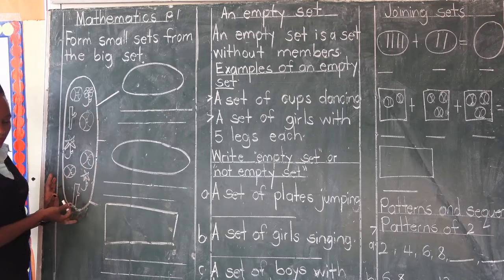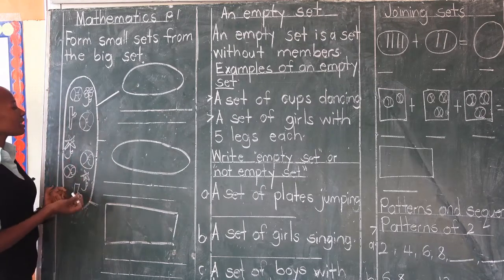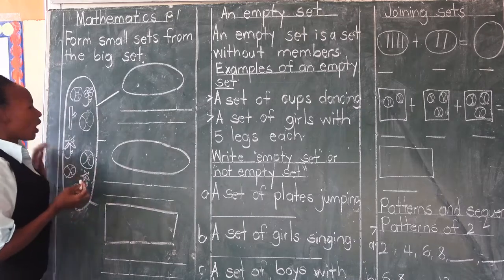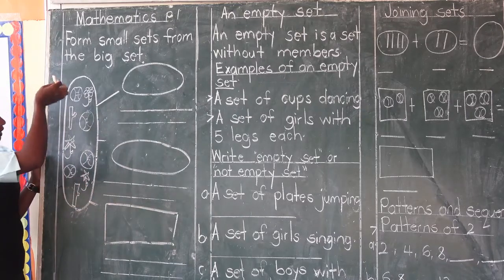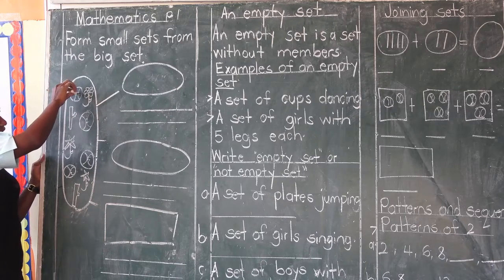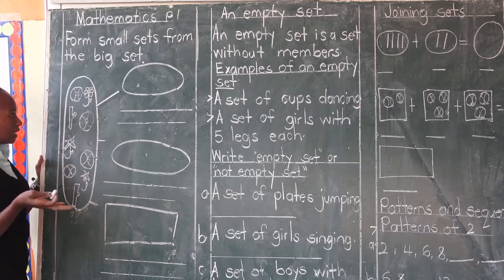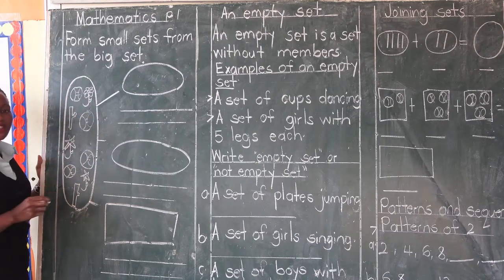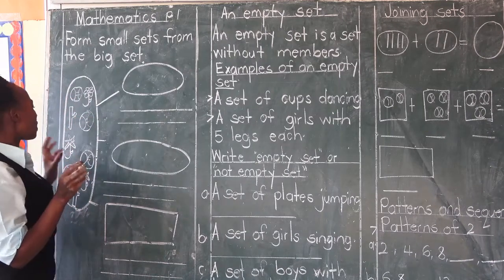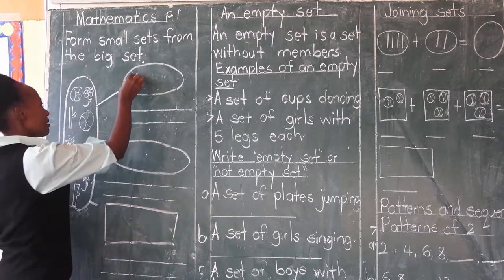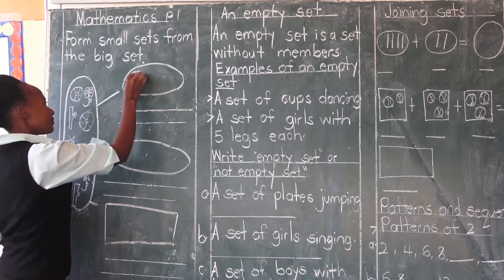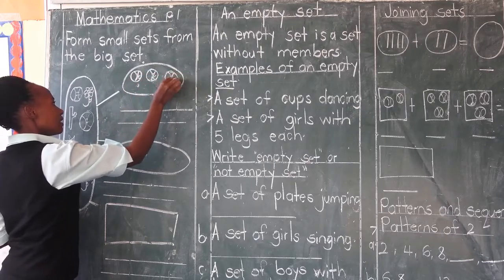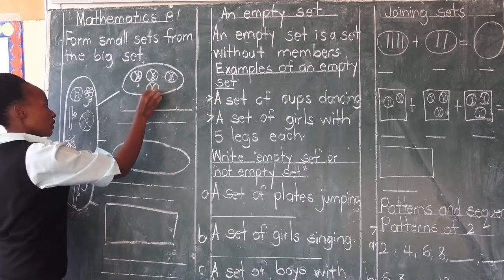Now this is our big set. Before we form the small sets, what can you see from the big set? Okay, we can see the ball, and after seeing the ball, how many are they? You count 1, 2, 3, 4. We've seen 4 balls. Now those balls, let's put them in one small set. 1, 2, 3, and then 4.